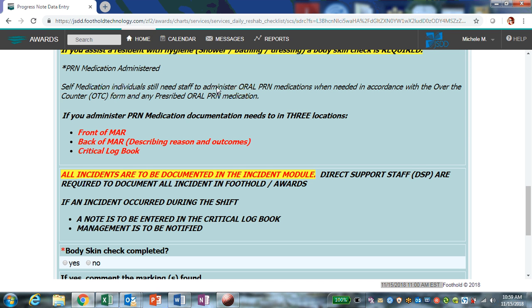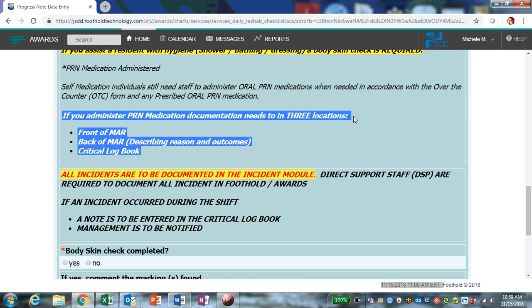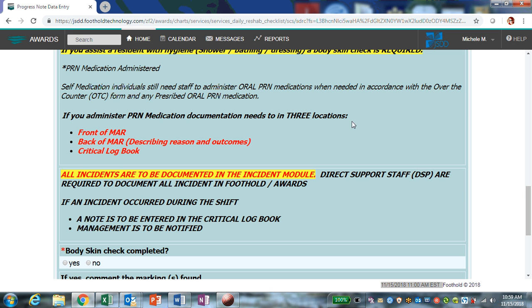Self-medicating individuals still need staff to administer oral PRN medication when needed in accordance with the over-the-counter form and any prescription oral PRN medication. Someone has a headache and you give them Tylenol as per their OTC, you have to administer that even if they're self-medicating. If you administer PRN medication, documentation is needed in 3 locations. This is a reminder. You need to document in the front of the MAR and the back of the MAR describing the reason and outcomes.